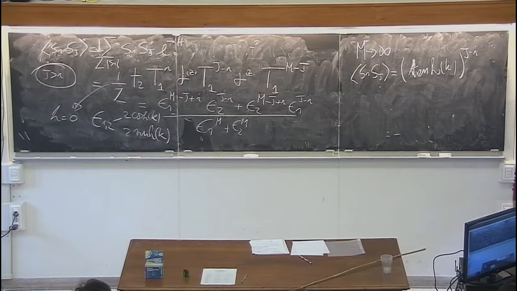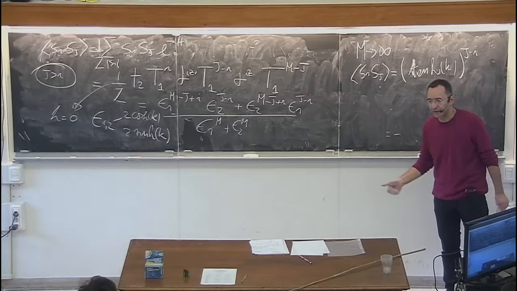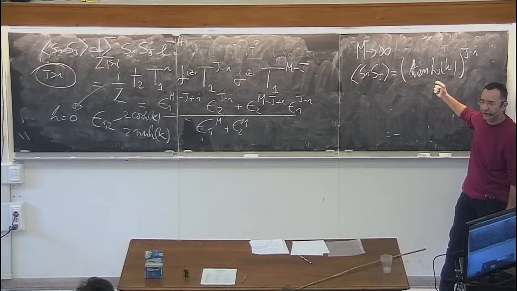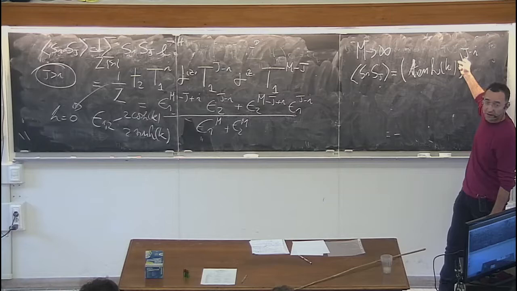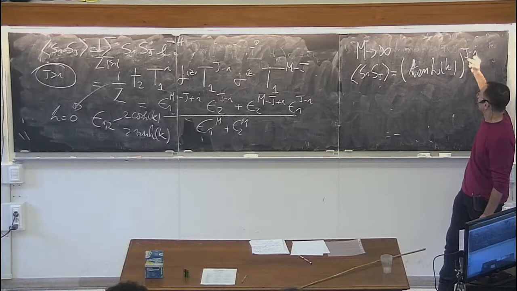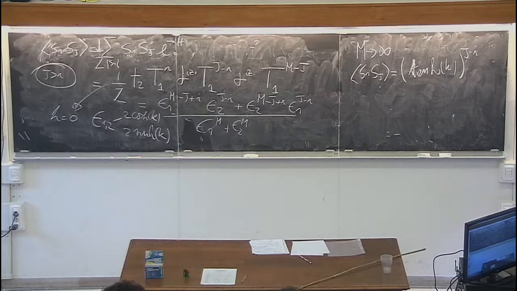We have the partition function, we have the free energy, and we also know the two-point function in this case. Everything is written in terms of sites. j and i label the sites. j minus i is the distance of the two spins in units of the lattice spacing. Okay.